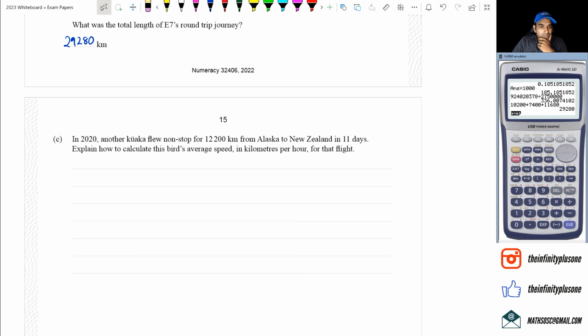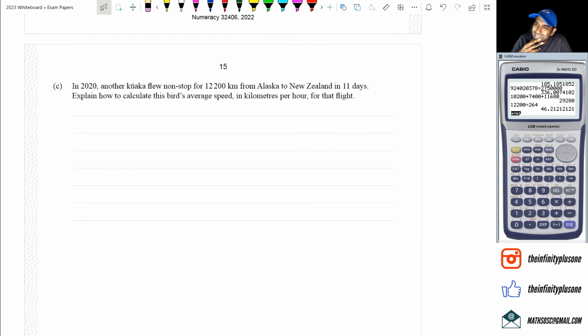In 2020, another kaka flew in 1220 from Alaska to New Zealand in 11 days. Explain how to calculate the bird's average speed in kilometers per hour for that flight. Right, so this is a numerical question. We want to know the speed of the actual bird.